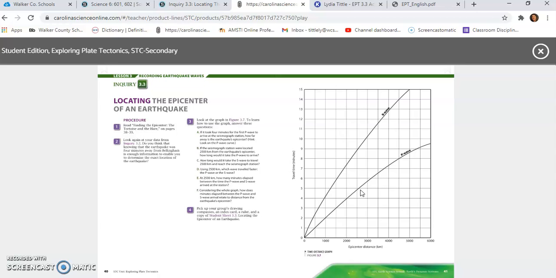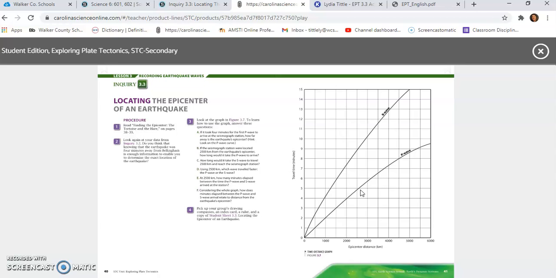Okay, if we think about the analogy in the story of the tortoise and the hare, the greater the difference between the two waves' arrival times, the farther the station is from the earthquake's epicenter. If the difference had only been 1 minute, for example, it would mean the epicenter was closer to the station.